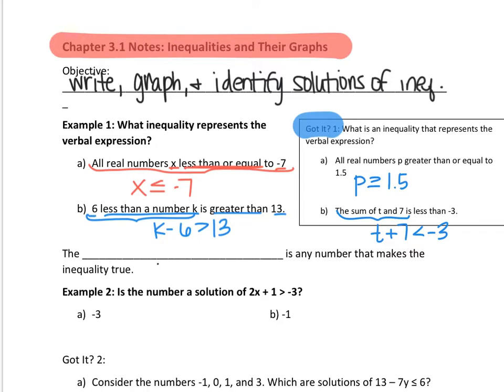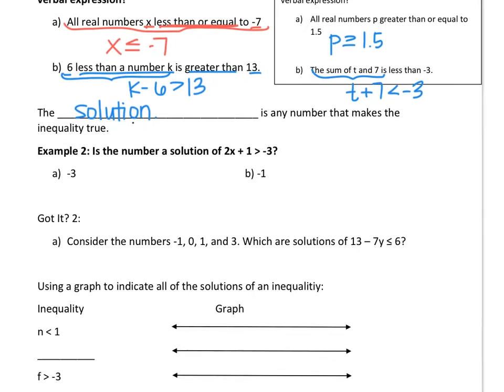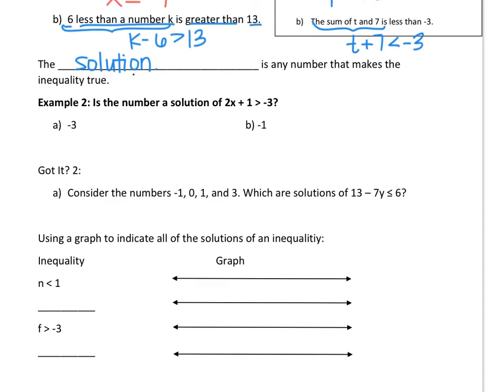Here's some vocabulary. The solution is any number that makes an inequality true. It's the same as an equation, so the solution of an inequality is any number that makes the inequality true. Example 2, we are going to test to see if a number is the solution to the inequality. So I've got an inequality here, and we want to figure out if the number is the solution to it. All we need is for it to be true.